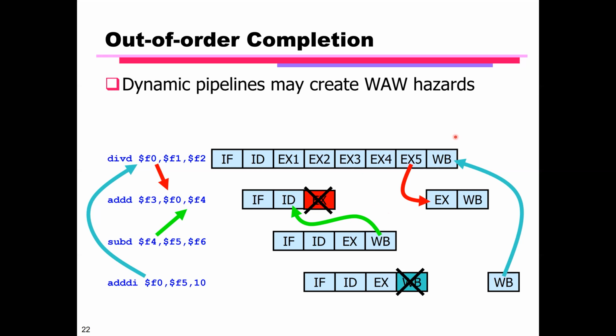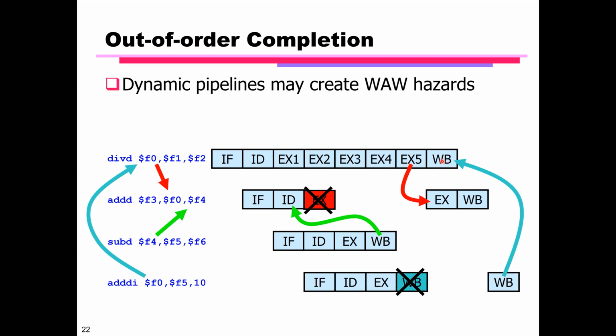Unless we do something, we will have write backs that don't happen in the correct order. So for instance here, because this instruction is independent and can be executed, the write back will naturally happen here. And if we do the write back here, the two values that I write in register F0 get written in the wrong order.